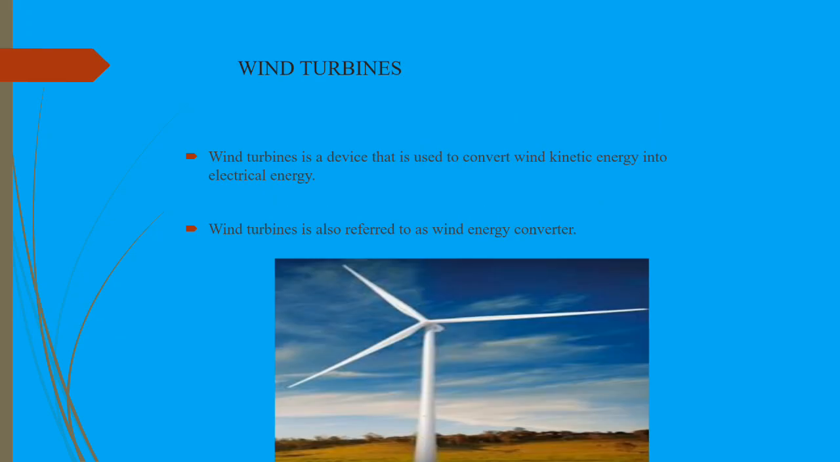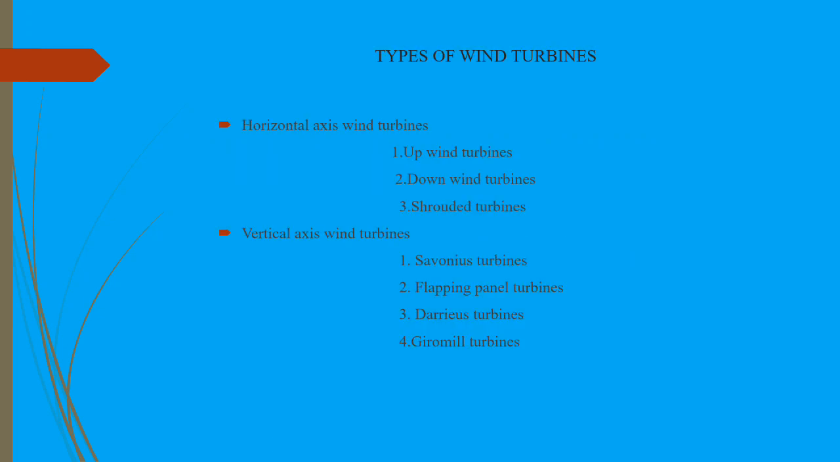What is a wind turbine? It is a device that is used to convert wind kinetic energy into electrical energy. It is also referred to as a wind energy converter. This figure shows the wind turbines. The next one is, what are the types of wind turbines? There are two major types of wind turbines, such as horizontal axis wind turbines and vertical axis wind turbines.